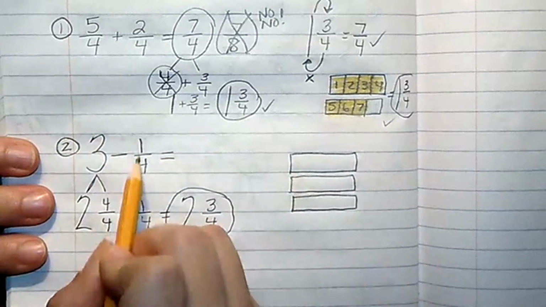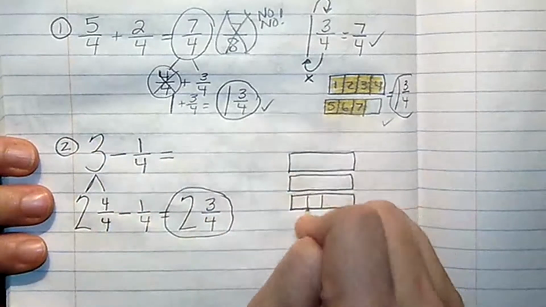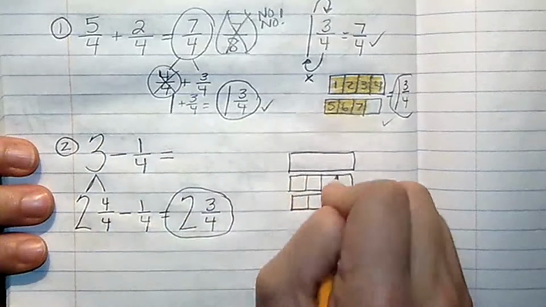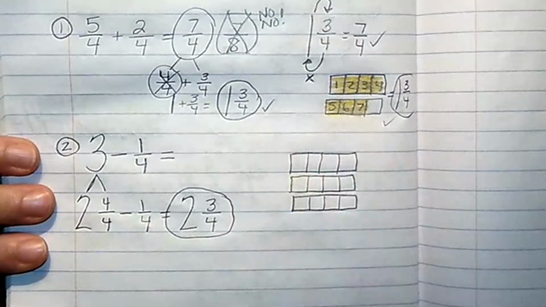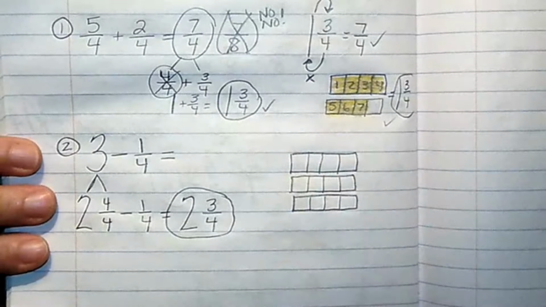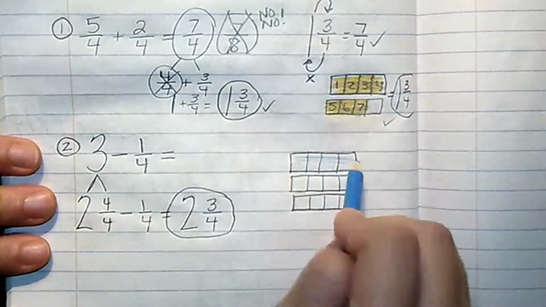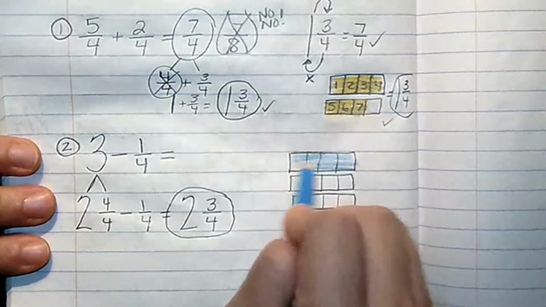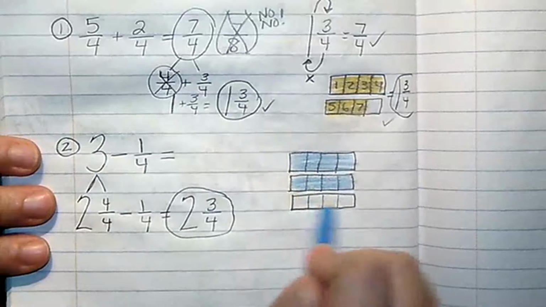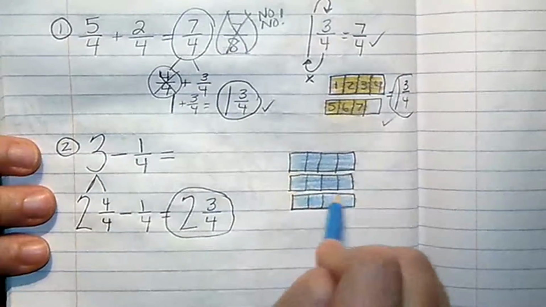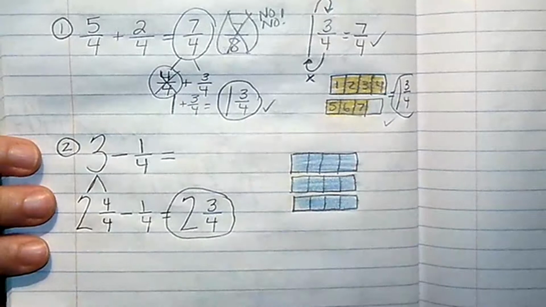I need to take away 1/4, so I'm going to split them into fourths. Remember, whatever you do to one, we're going to do to all of them. Now I had all 3 chocolate bars. That's 1. That's 2. This looks like blueberry chocolate. And there's 3. I have 3 chocolate bars.